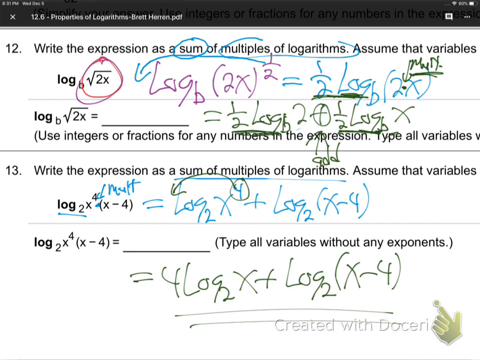Do you see why the power only went on one guy here, but it was on both guys here? Because that power is only on the x, right? So it only goes in front of the x's log. There wasn't a 4 power on the other guy, so there better not be a 4 in front of the other guy. Whereas here, the half power was on both the 2 and the x, so the half ends up in front of both logs. There's the difference.